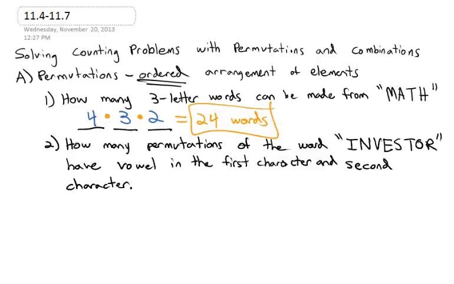So investor has 1, 2, 3, 4, 5, 6, 7, 8 letters in it. The first character has to be a vowel. The second character has to be a vowel. The other ones can be whatever they want. So how many vowels do we have to choose from? Well, I's a vowel, E's a vowel, and O's a vowel. So there are 3 vowels to choose for the first location. Now that one of them is used up, there are 2 choices for the second location. After that, it can be any letter it wants.